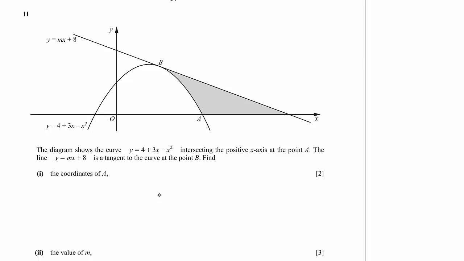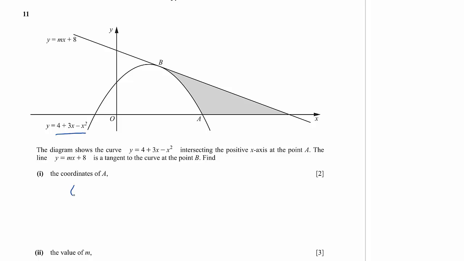The diagram shows the curve y equals 4 plus 3x minus x squared intersecting the positive x-axis at the point A. The line y equals mx plus 8 is a tangent to the curve at the point B. We want to find the coordinates of A, so that's just where this is going to cross the axis.